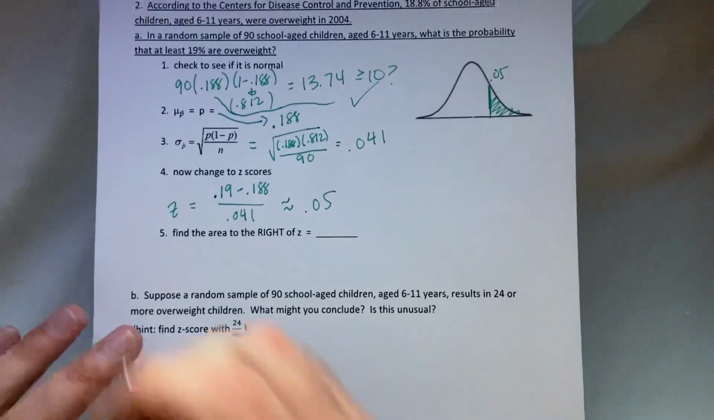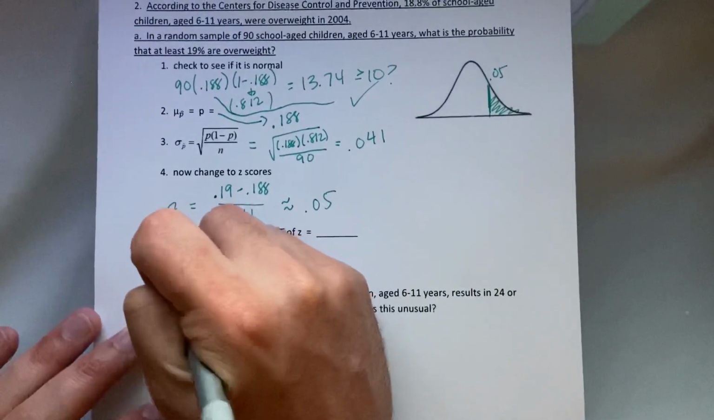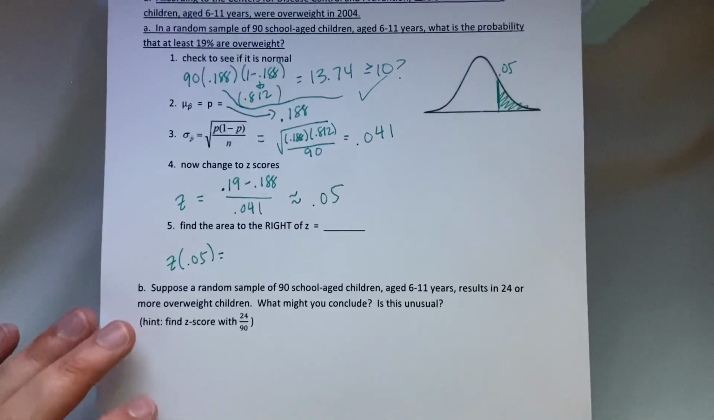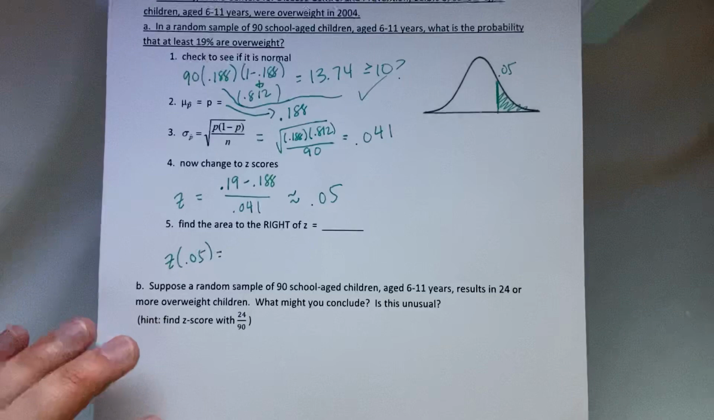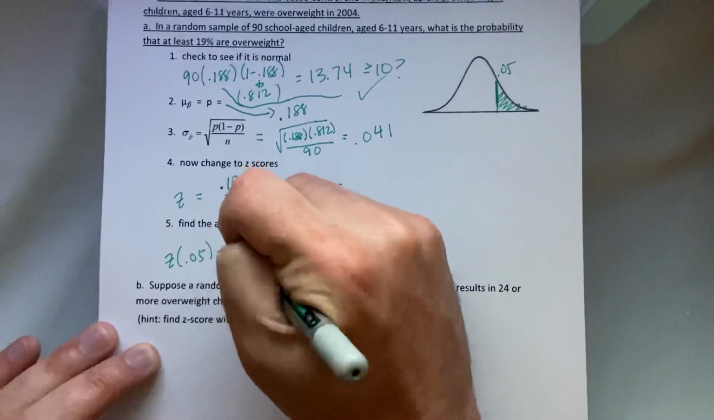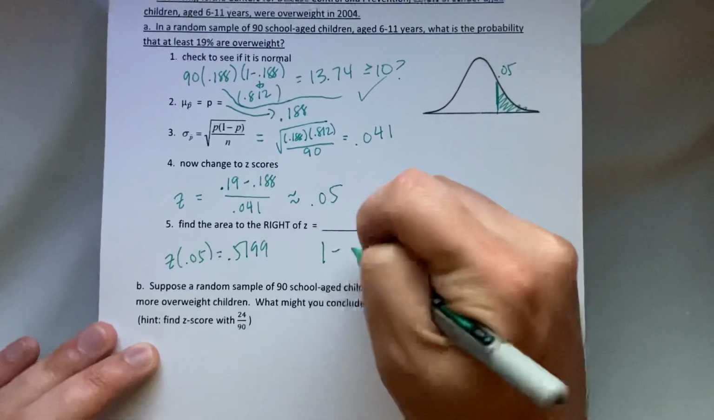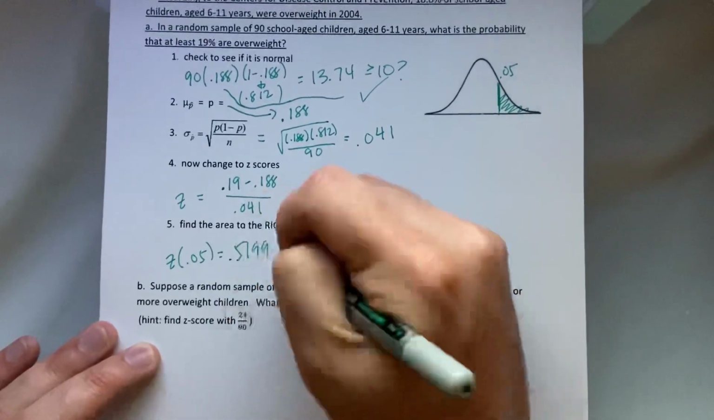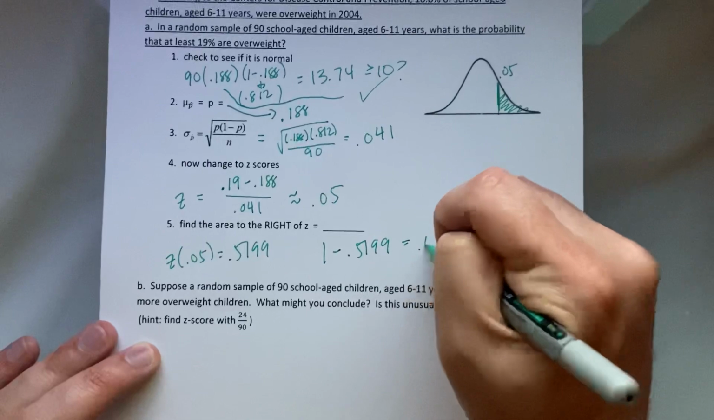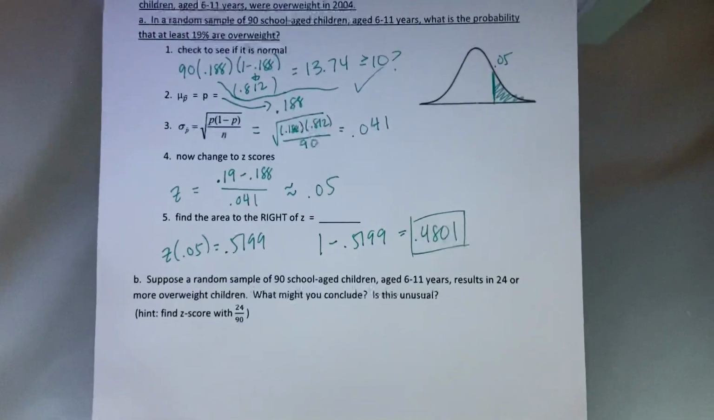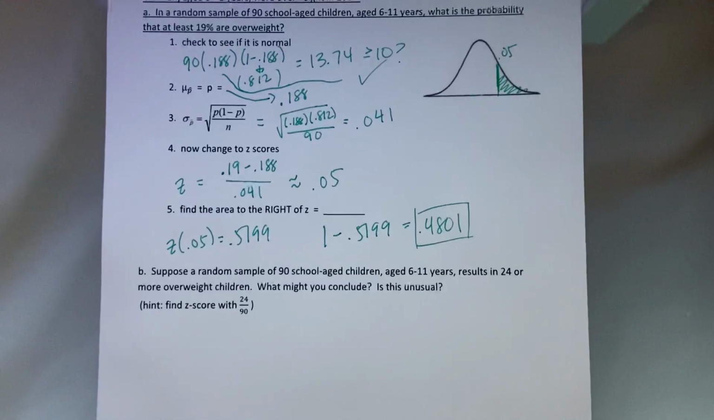So let's start by finding the area to the left, because that's what our table will give us. If we look at 0.05, so that's 0.0 on the left and the 0.05 on the top, we get 0.5199. So if I do the area to the right, I need to do 1 minus 0.5199, because this gives me the area to the left. So it's 0.4801. So it's saying there's about a 48% chance we would have at least 19% students. It's not that unusual.